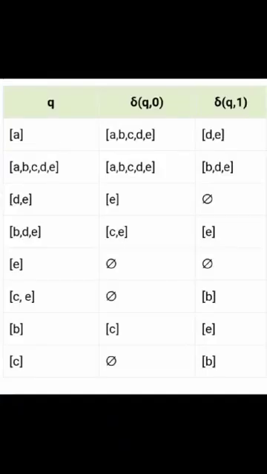This is the state table of the diagram of the DFA.